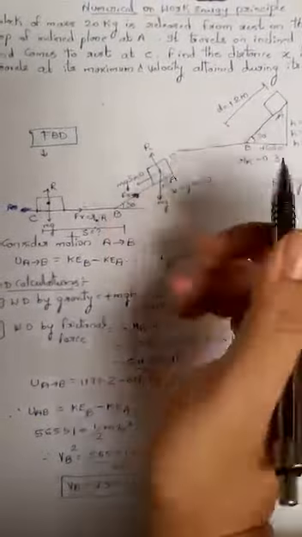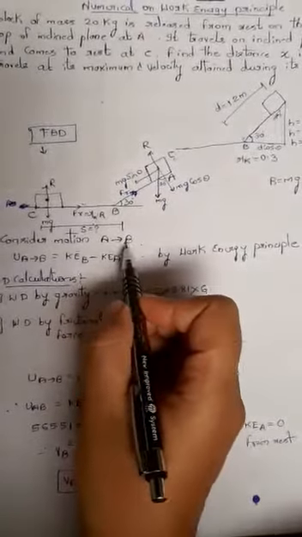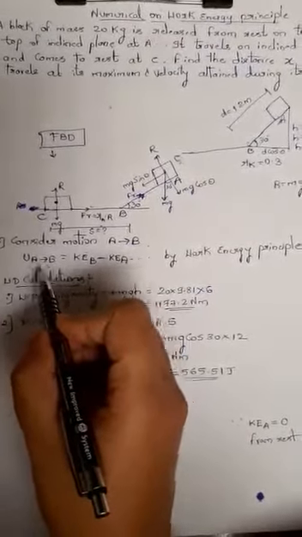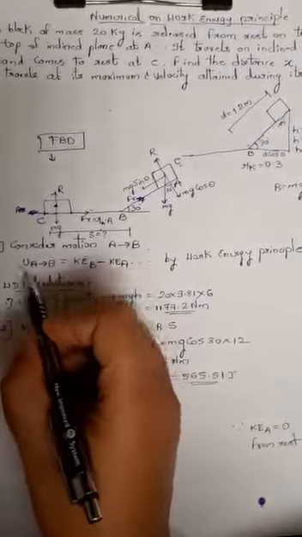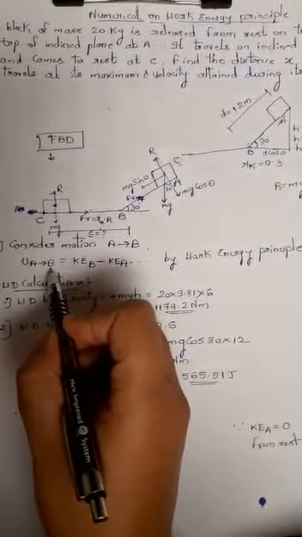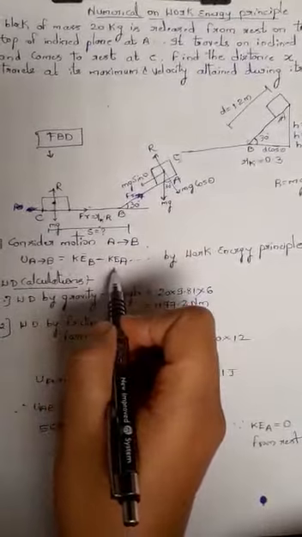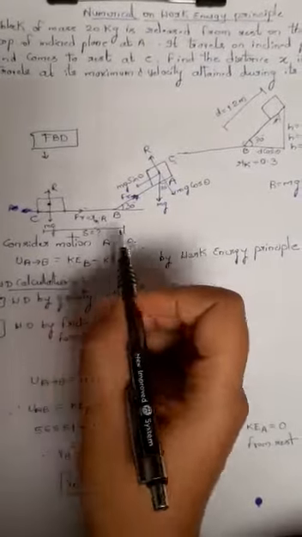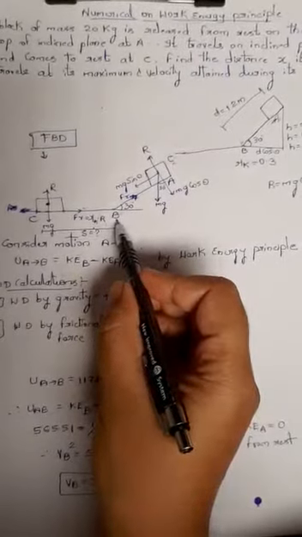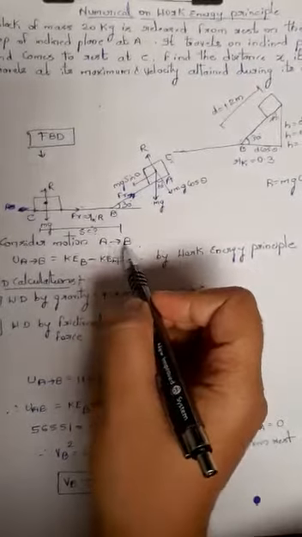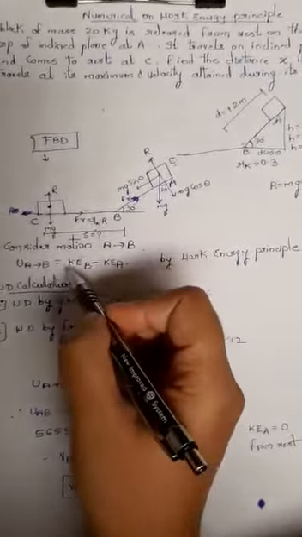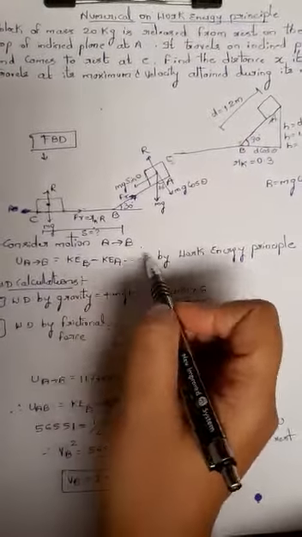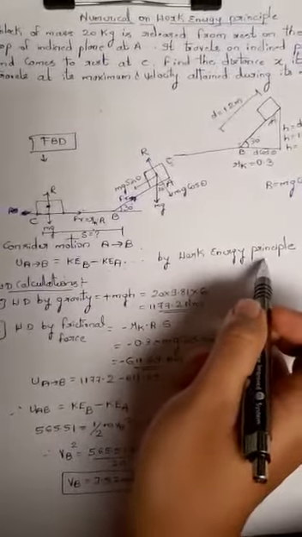While considering the motion from A to B, I will use the work energy principle, which states that the total work done from A to B is nothing but the change in kinetic energy. That is, work done from A to B is equal to the final kinetic energy, the final position from A to B being B. So here, kinetic energy at B minus kinetic energy at A. So this is nothing but our work energy principle.